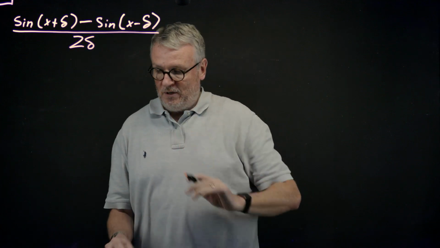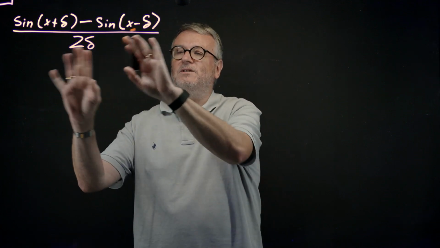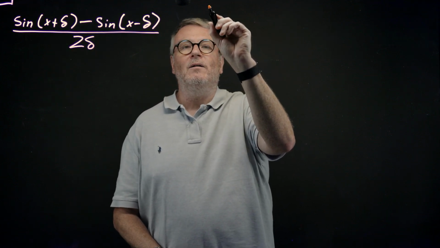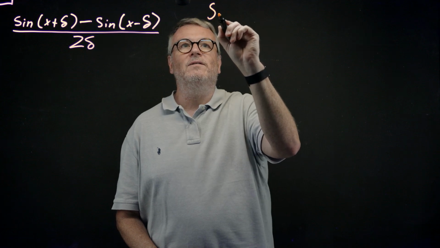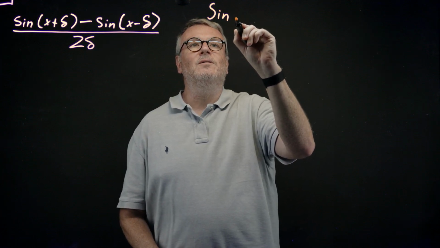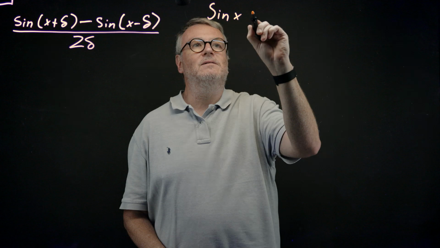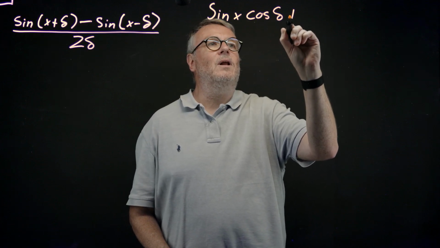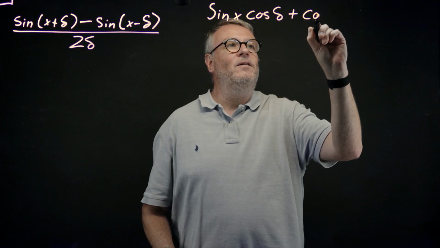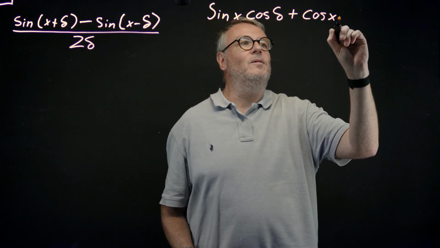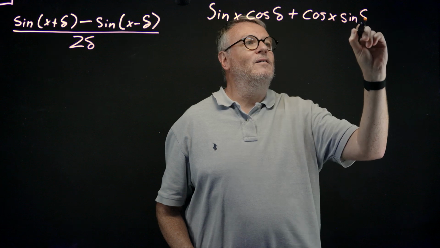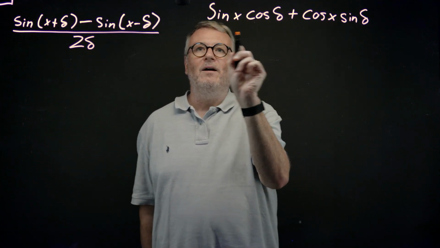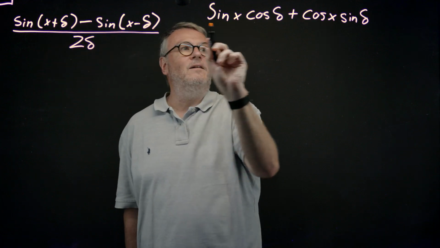Now, let's just ignore the 2 delta for now. Let's take what we've got on the top. And we learn in trigonometry that the sine of x plus delta is the sine of x times the cosine of delta, plus the cosine of x multiplied by the sine of delta. Great stuff, all beautifully symmetrical. So that is what I've written there.